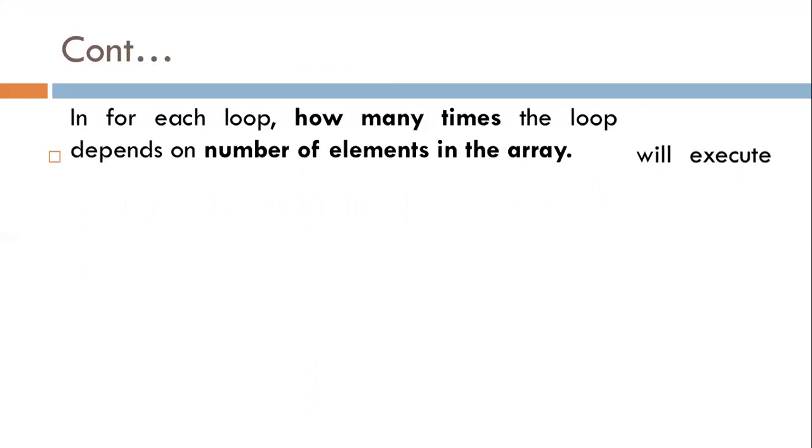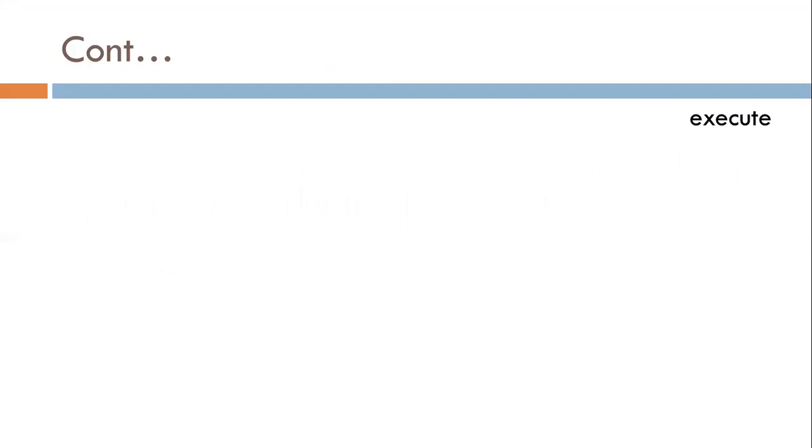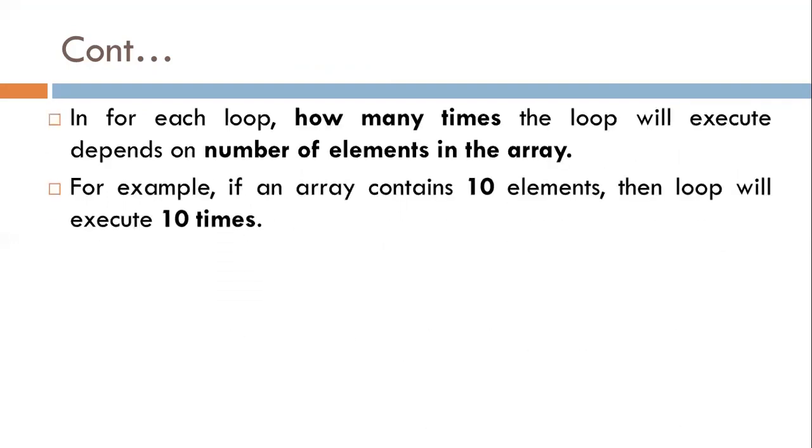Now, in a foreach loop, how many times will the loop execute? It depends on the number of elements in the array. For example, if there are 5 elements in the array, then the loop will execute 5 times. For another example, if an array contains 10 elements, then the loop will execute 10 times. It means as many times as there are elements in the array.